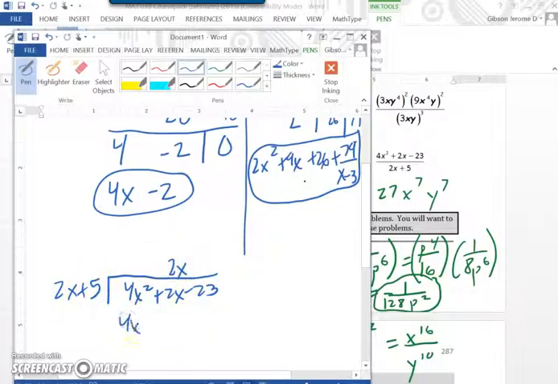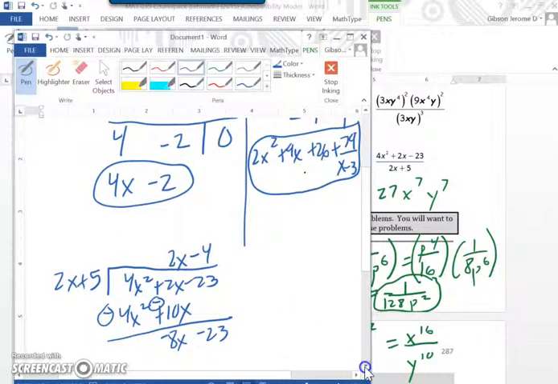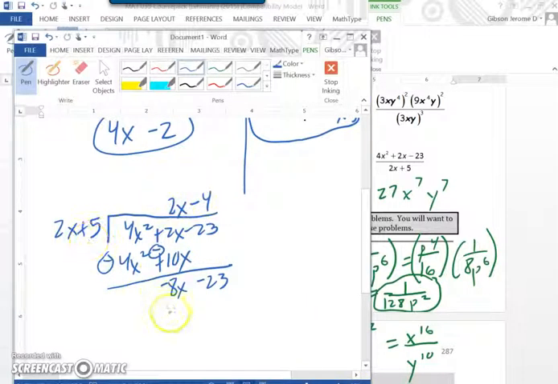2x times 2x is 4x squared. 2x times 5 will give us a positive 10x. And we have to change the sign of both of these values. 4x squared simplifies out. 2x minus 10x will give us a negative 8x and minus 23. 2x goes into negative 8x a negative 4 times. Negative 4 times 2x is negative 8x, and negative 4 times 5 is a negative 20.